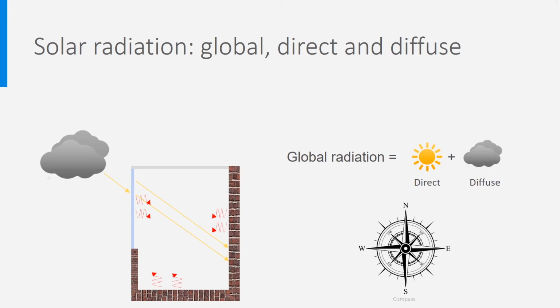There is also always some solar radiation falling on the ground, close to the building and being reflected on the building, depending on the coefficient of reflection of the ground, which we call the albedo. We will neglect this radiation.